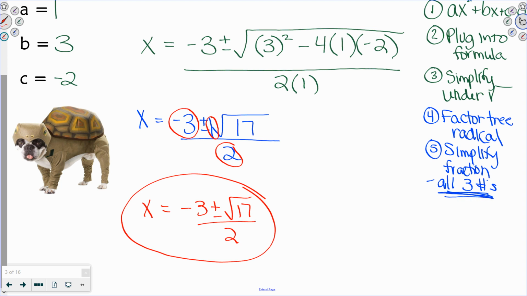And if you're not sure, grab your calculator. So if I would type in negative 3 plus the square root of 17, and then take that answer and divide it by 2, 0.56155. So it's just a little over half. Okay? And then negative 3 minus the square root of 17 divided by 2. It's negative 3.56155. So just a little past negative 3.5. So they are just numbers. Okay? That is just an exact answer.